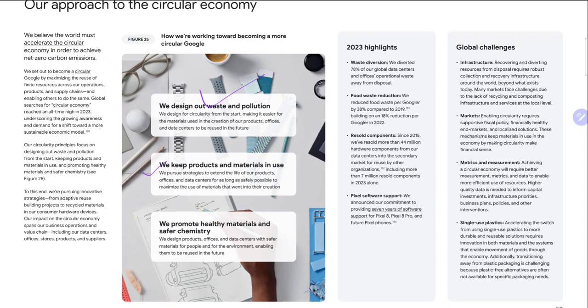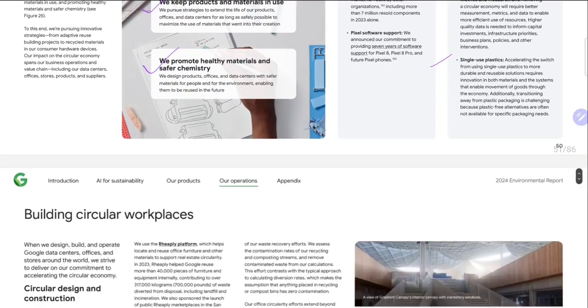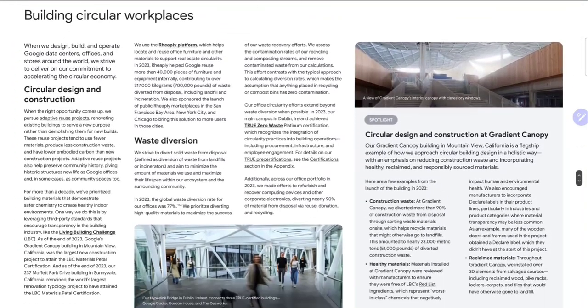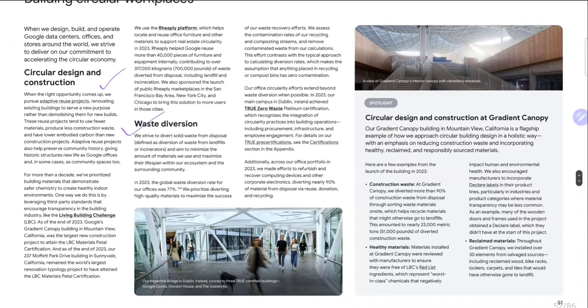So we keep product and material in use, promote healthy and safe chemistry of the materials, and what are the efforts? Waste diversion, food waste reduction, resold components, Pixel software support, and what were the challenges? That's most important actually. It is highlighted here. Circular workplaces, circular design and construction, waste diversion. There are multiple initiatives that have been highlighted with respect to the circular economy materiality topic, and this is something very interesting to know.